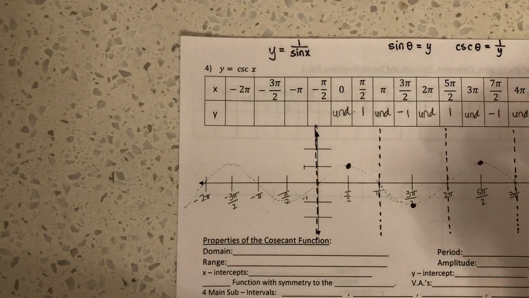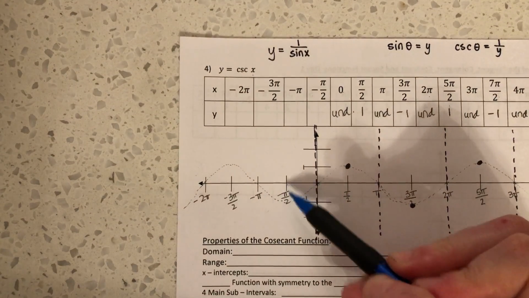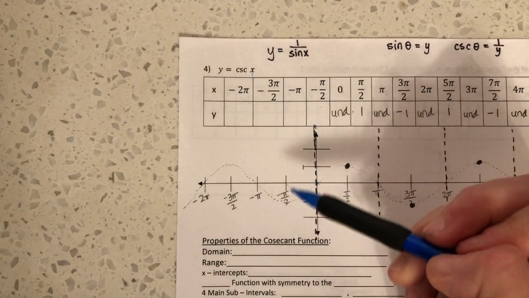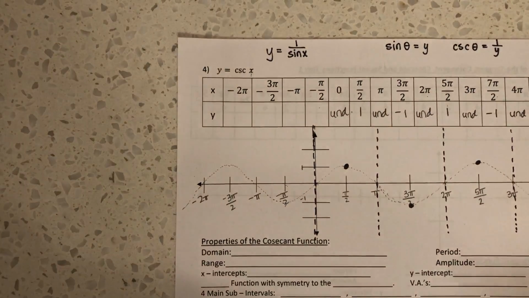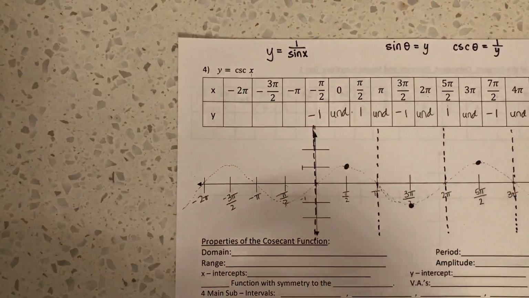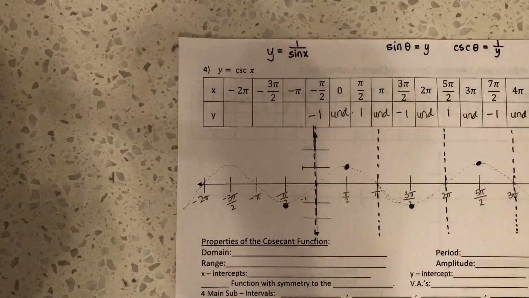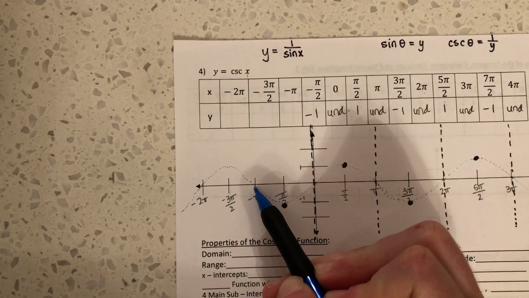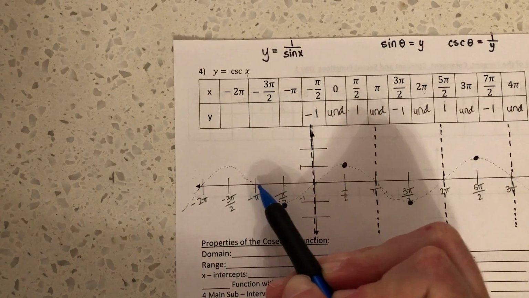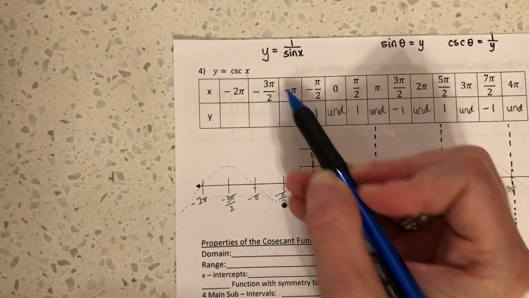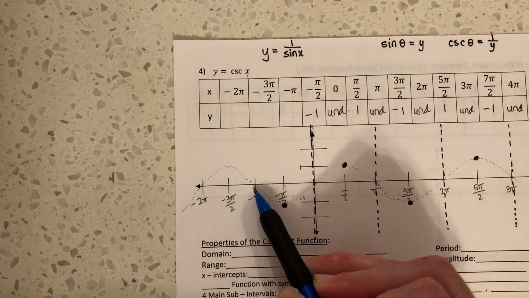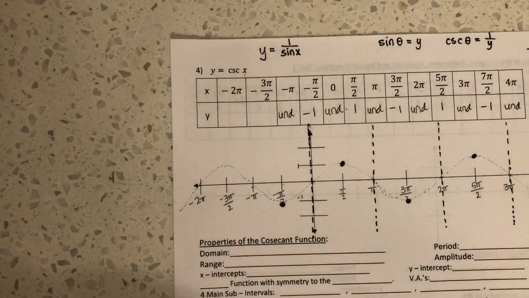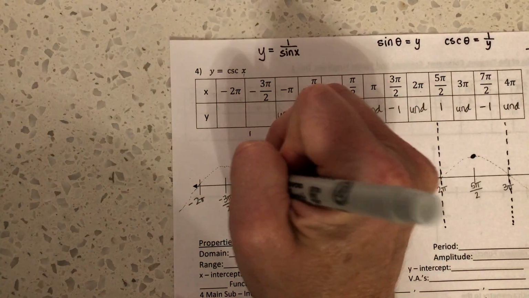So when -pi over 2 went into the sine function, -1 came out. So when -pi over 2 goes into the cosecant function, the reciprocal of -1 comes out, which is -1. So that's a point that is on the cosecant graph. All right, let's go to -pi. When -pi went into the sine function, a 0 came out. So when -pi goes into cosecant, the reciprocal of 0 comes out, which is undefined. Okay, so that's another asymptote on the cosecant graph.